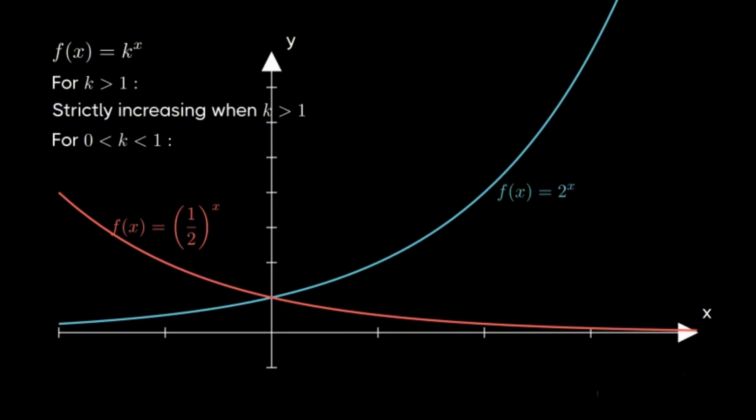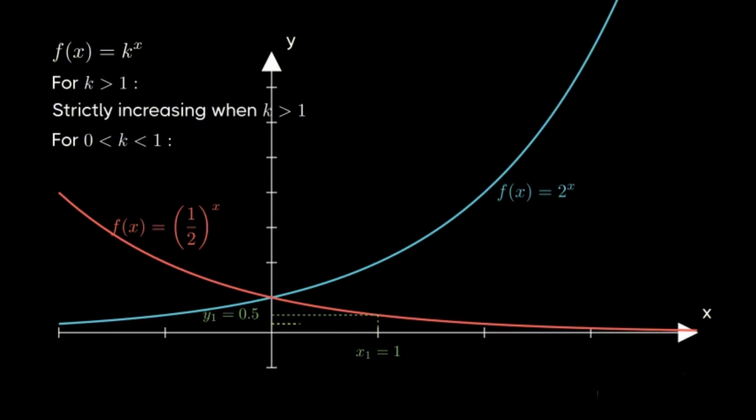Notice how this curve falls from left to right, indicating decay rather than growth. To demonstrate that this function is strictly decreasing, let's examine specific points again. When x equals 1, we calculate 1/2 raised to the power of 1, which equals 0.5. So at this point, our function value is 0.5.